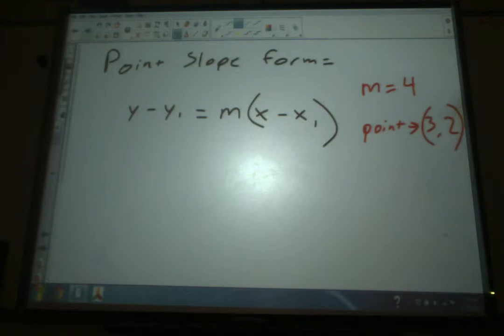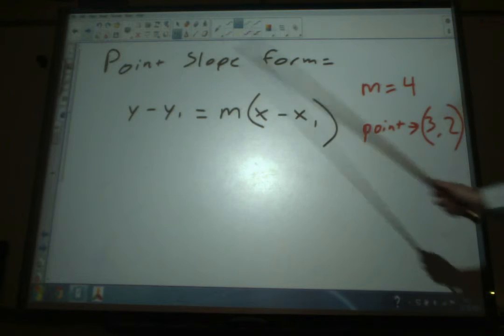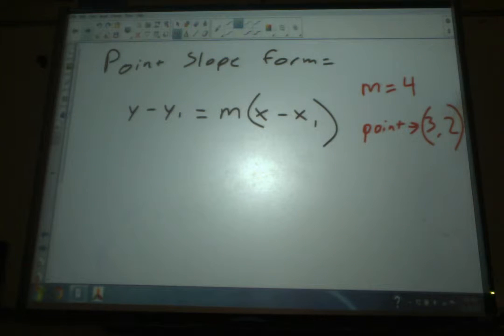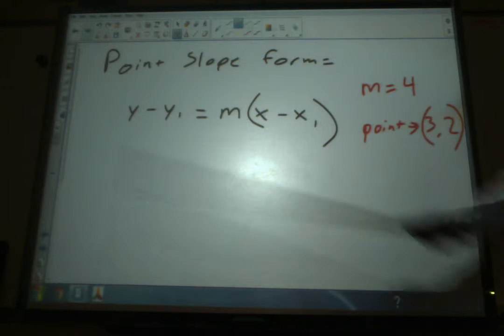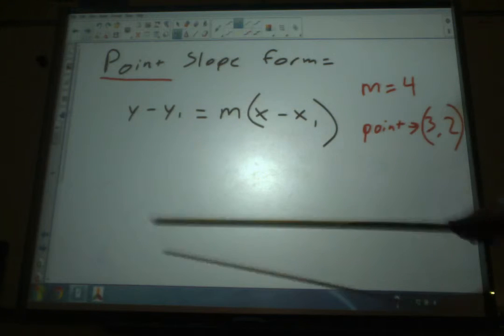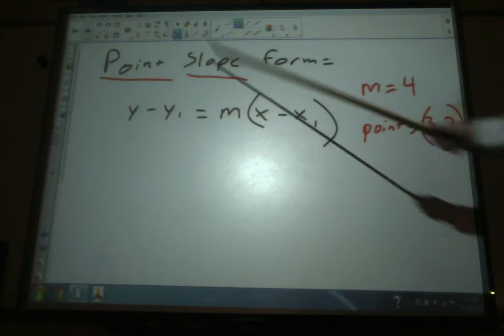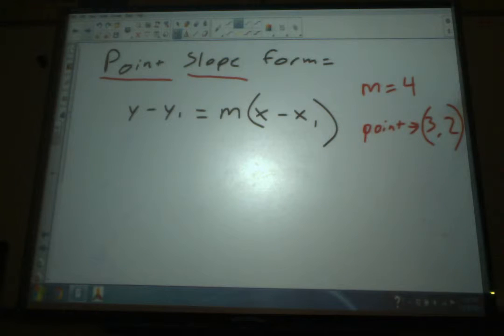Okay, so as the name suggests, in point-slope form, all we need in order to make this equation is any point and the slope. That's why it's called point-slope form. Okay, we need a point and the slope. So as an example, I said, what about this? What if the slope, the m, is 4, and what if the point that we're going to use is 3, 2? Okay? Well, here's all you do.